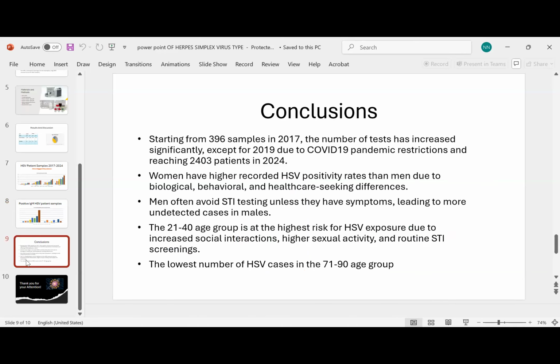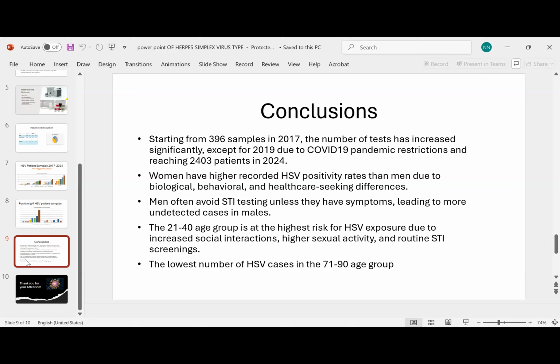And in conclusion, starting from 396 samples in 2017, the number of tests has increased significantly, except for 2019 due to COVID-19 pandemic restrictions, reaching 2,403 patients in 2024. Many people carry herpes simplex virus without symptoms, but can still transmit the virus.